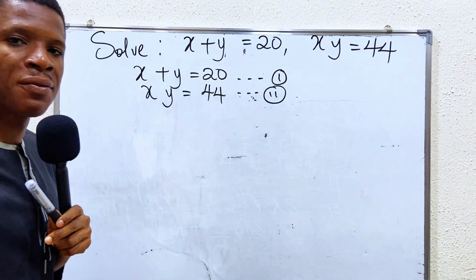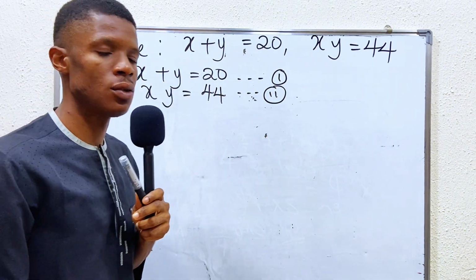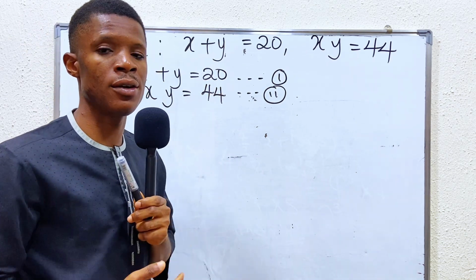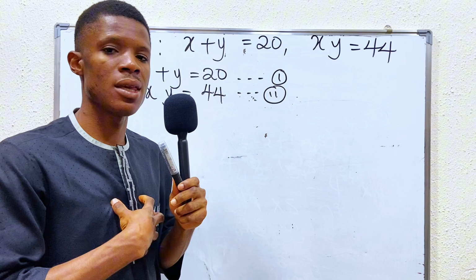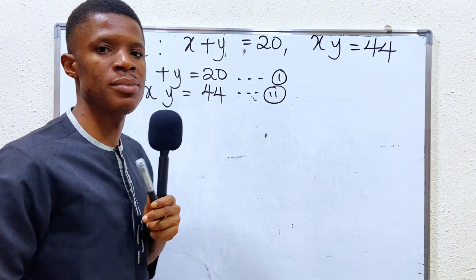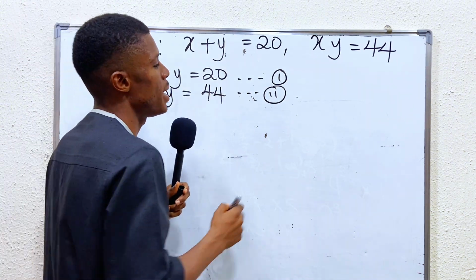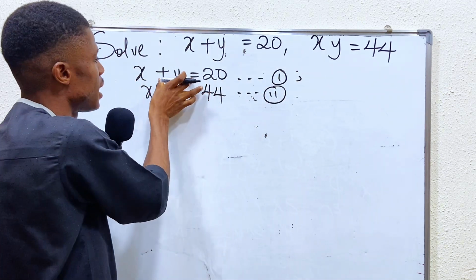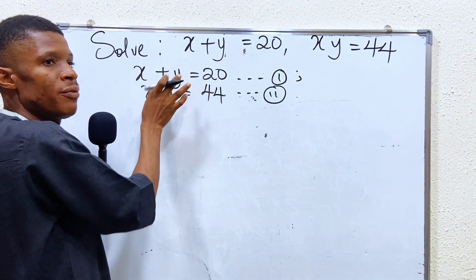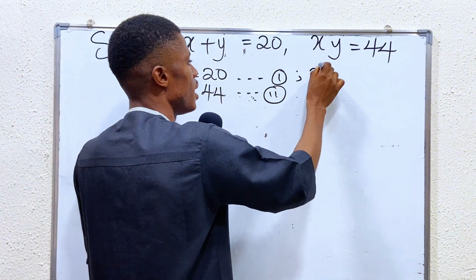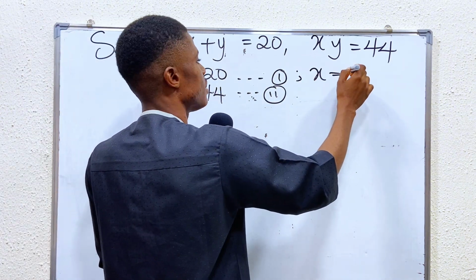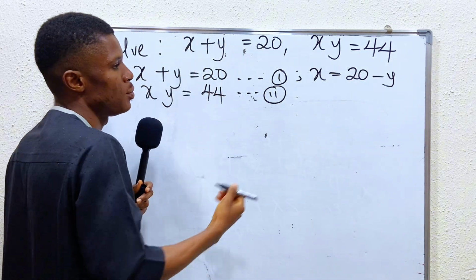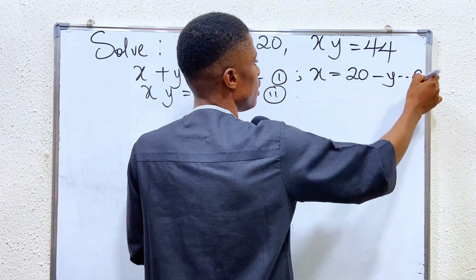Okay? If you have this now, the first thing we have to do is to make one of the variables the subject of the formula in any of the equations. For me, I'm going to make x the subject of the formula. From equation 1, if you are trying to make x the subject, you subtract y from both sides. So you see that x is equal to what? x is equal to 20 minus y. And we can call this our equation 3.